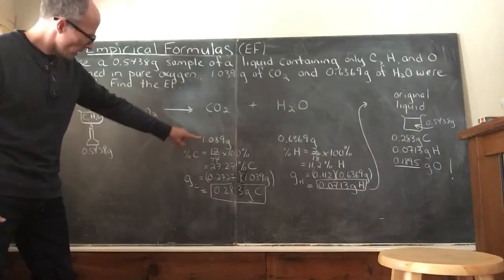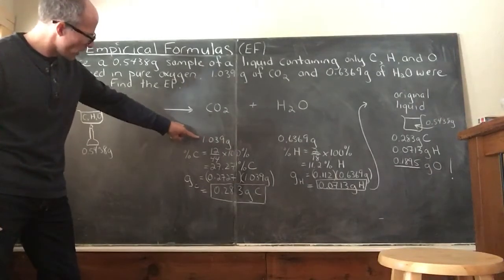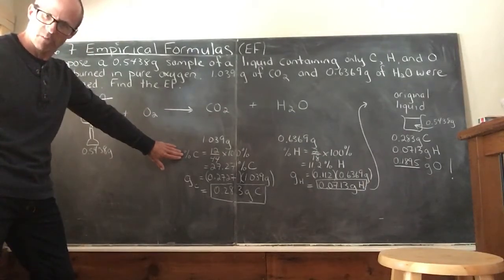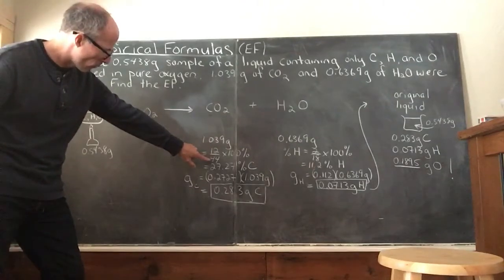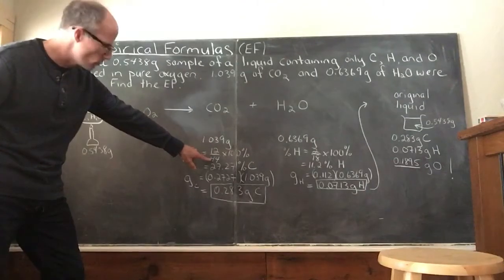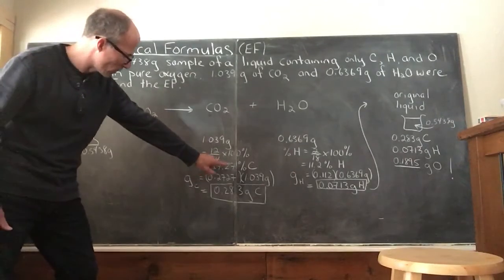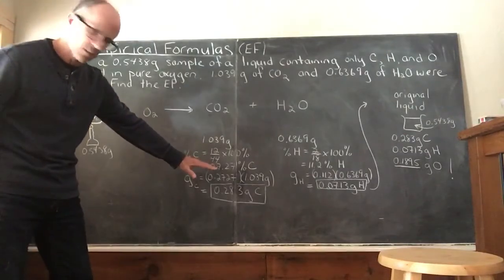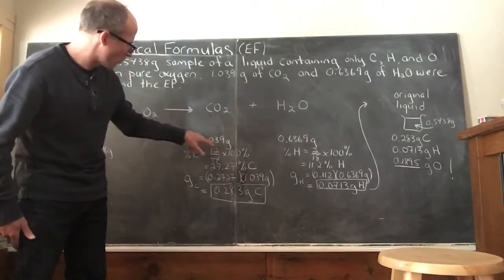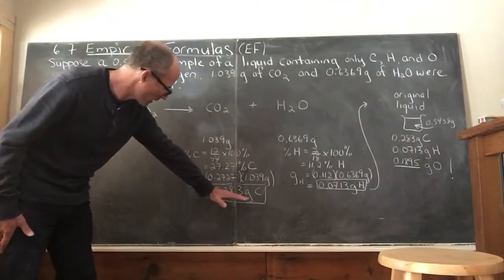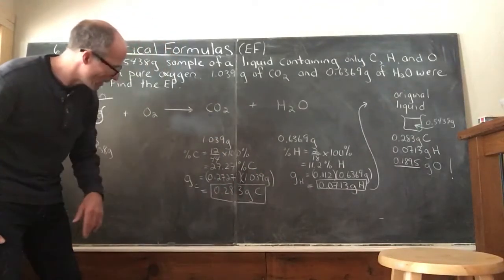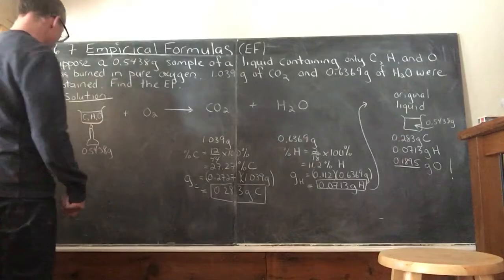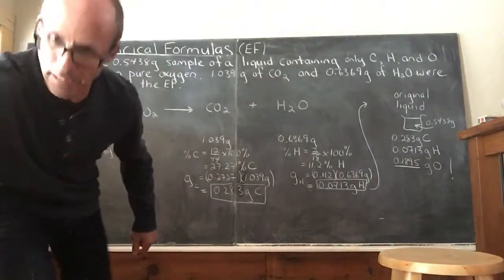Let's start with carbon. If we have 1.039 grams of CO2 produced, we can find the percent of carbon in CO2, which we've already done before. That's 12 divided by 44. 44 is the molar mass of CO2, and that gives us about 27.27% carbon. Well, we can find out very easily what 27.27% of our 1.039 grams is, and we get quite a small number, as you can see, 0.283 grams of carbon.